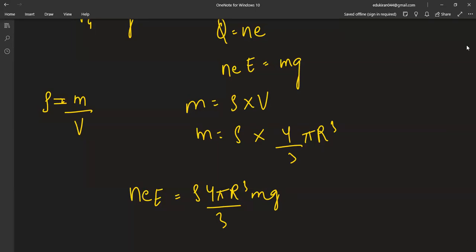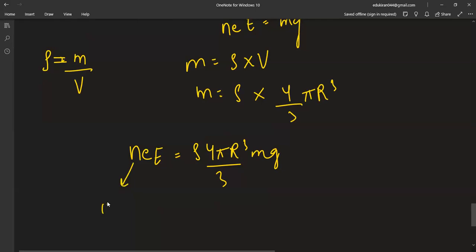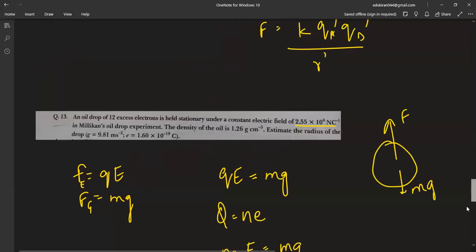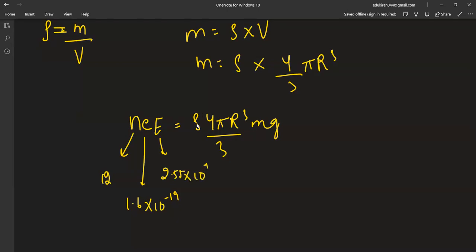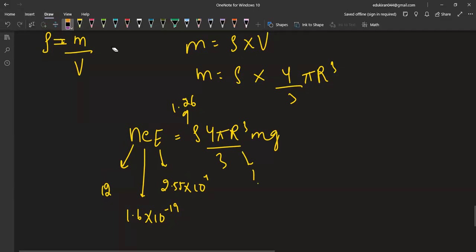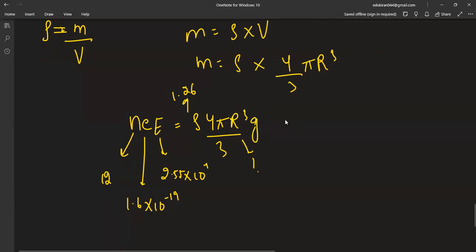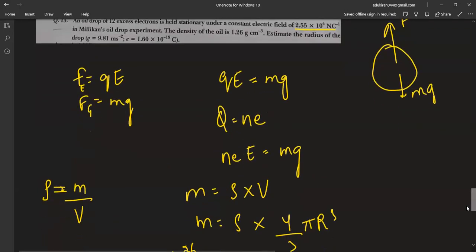Now see, every data is present, right? We have to find out r cube. Number of electrons are given, 12. Electronic charge is 1.6 into 10 to the power minus 19. How much electric field was given? 2.55 into 10 to the power 4. Density is 1.26. 4 by 3 constant, pi, radius you have to find out, not mg now, only g. Mass we have substituted. This is mass into g. So g is 9.8. Now you can calculate the value of r from here. Clear, Tharif? This question is clear? Yes or no? Yes. Okay, write it down. Other questions. This is how you have to go. Whenever you have Millikan's experiment, always go by this.